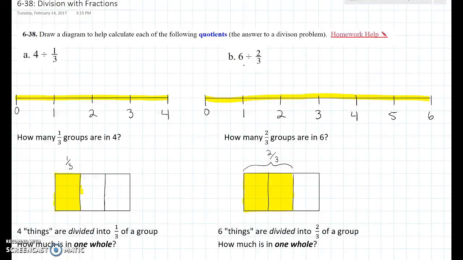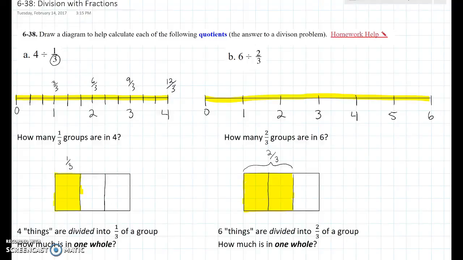So 4 being cut into 1/3 pieces. I purposefully made my whole numbers, 1 whole, 2 wholes, 3 wholes, 4 wholes, into 3 equal parts because we're cutting it into groups of thirds. Thirds, that's 3/3. This would be 6/3, 7, 8, 9/3, and 10, 11, 12/3. So that'd be my first part, breaking it into thirds.